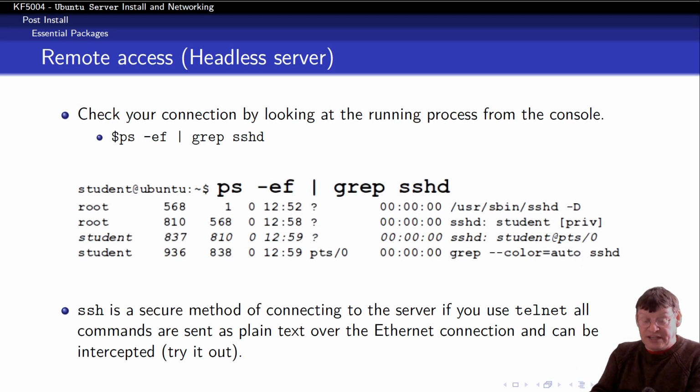2 of them are linked to root, but the other two you'll notice are linked to student. And the third one down, you'll notice it says student at pts/0. That is the pseudo terminal. That is the actual PuTTY connection to the server.